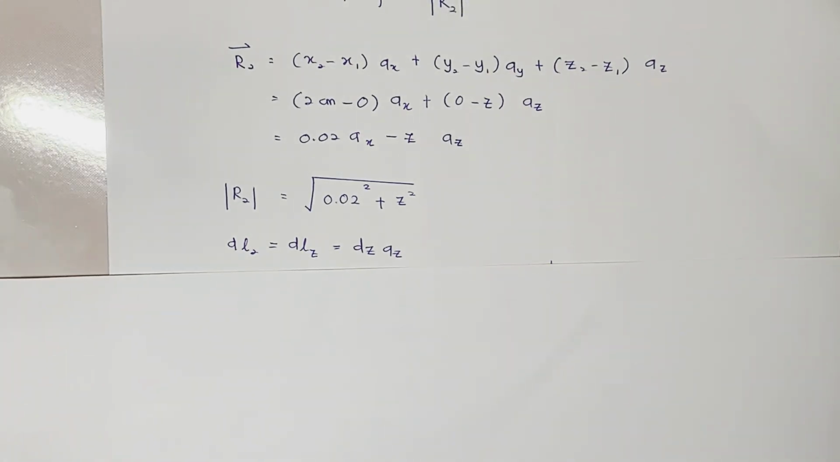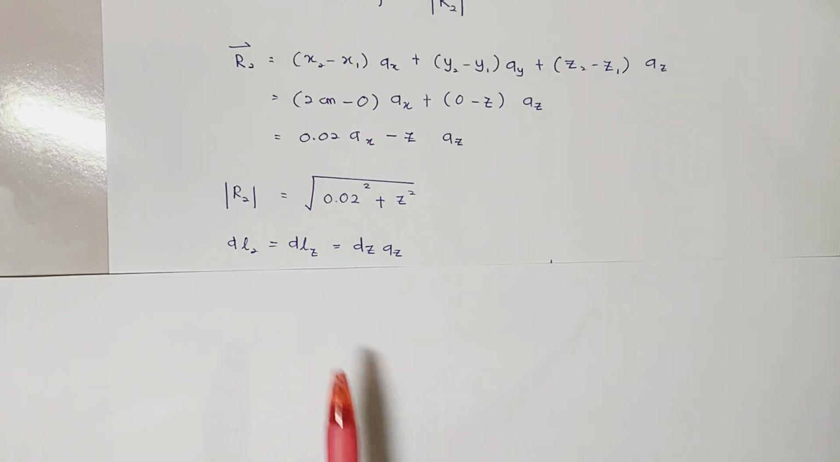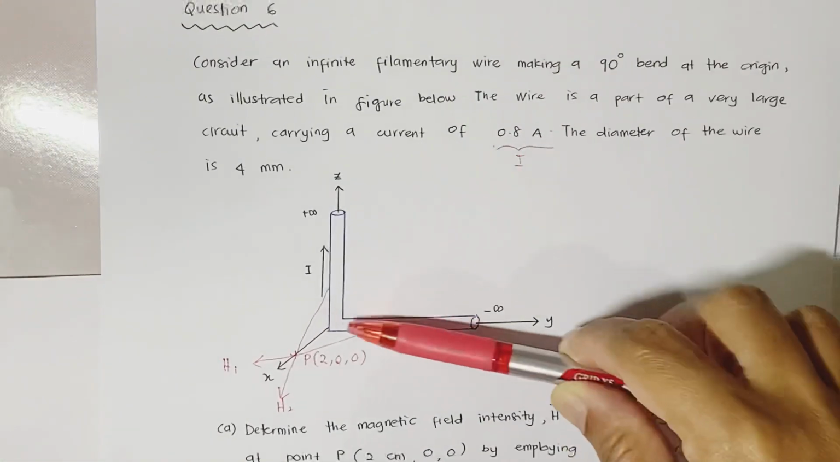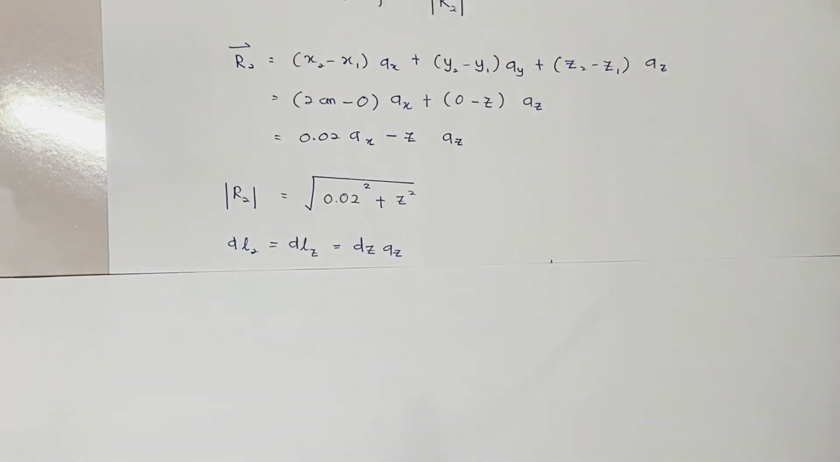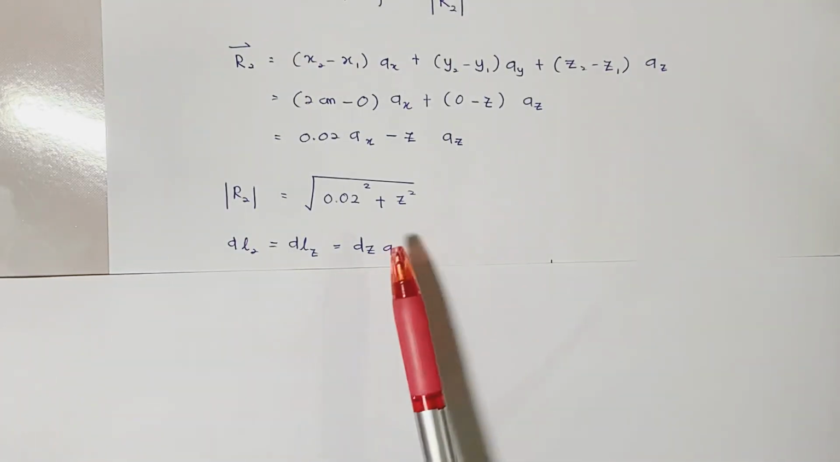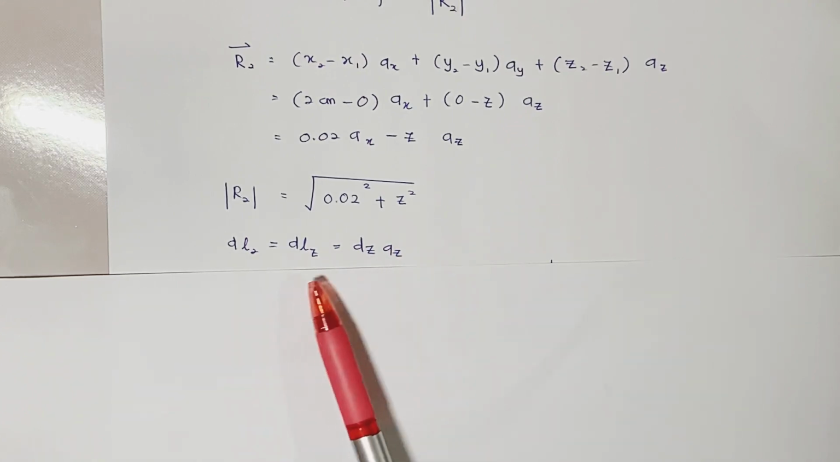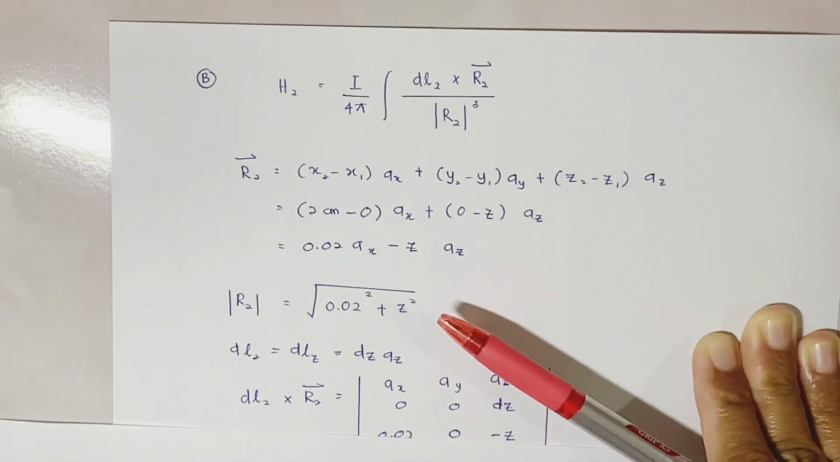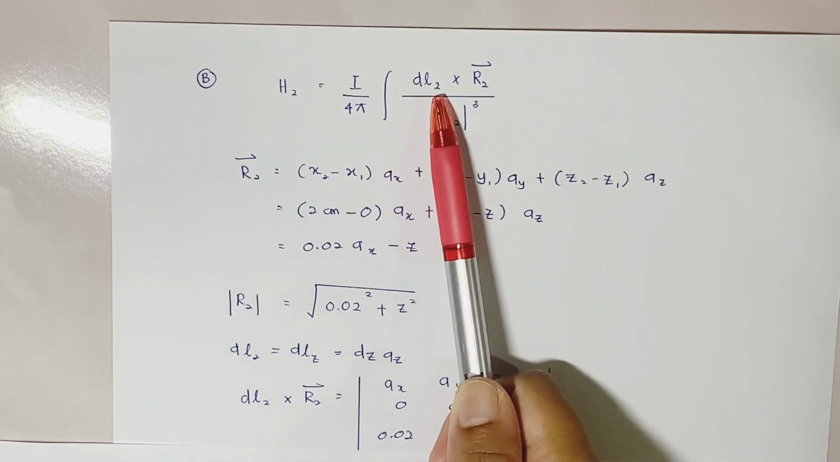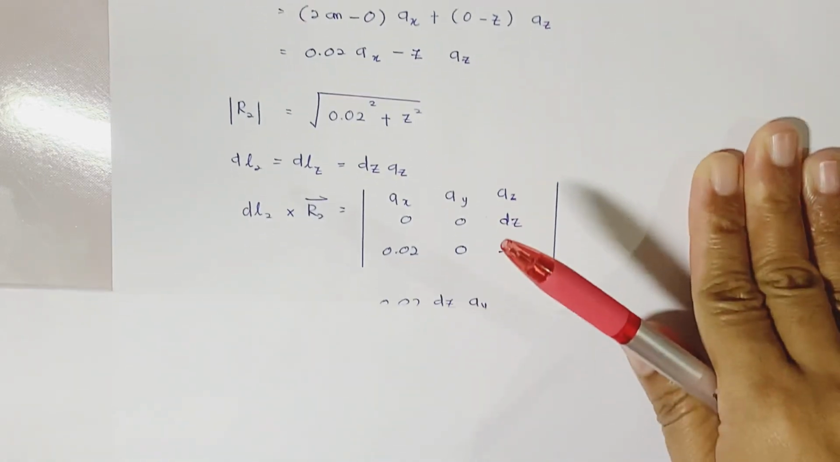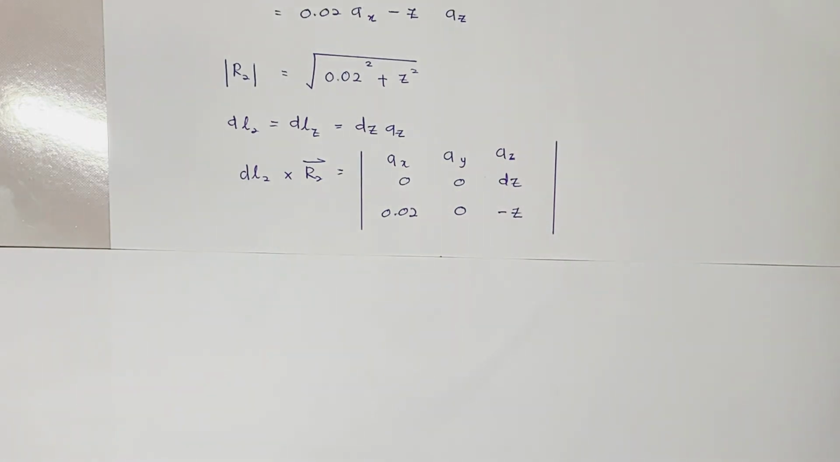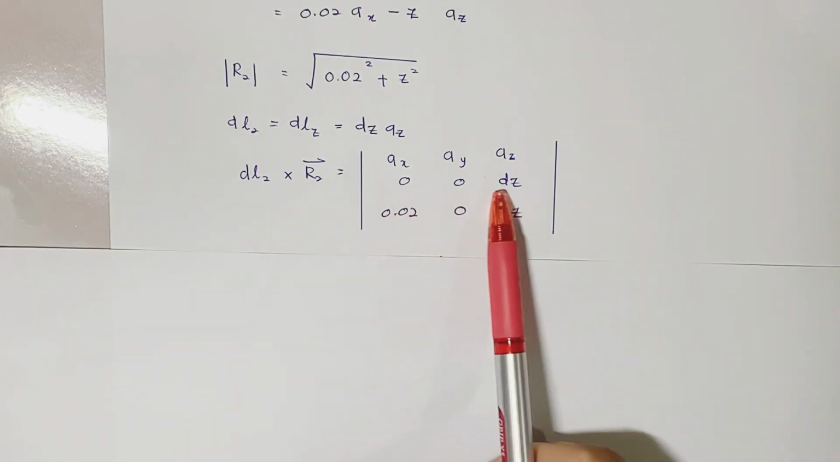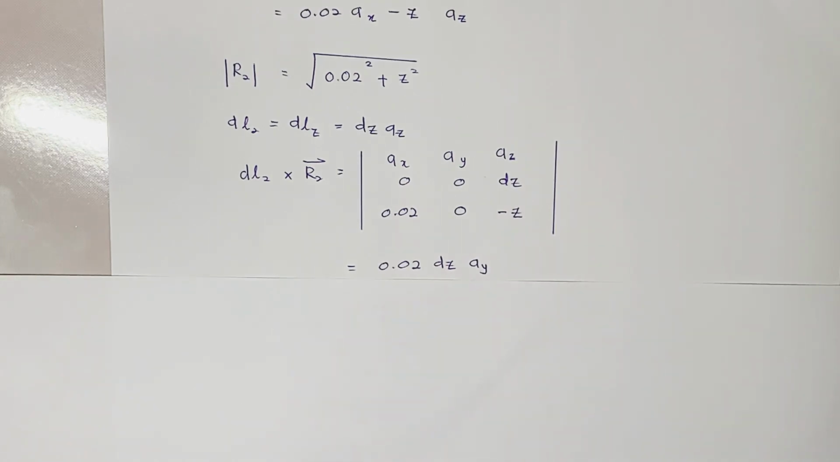Now we need to find dL2. dL2 is equal to dLz, since the cable follows the z direction. If we refer to the table in chapter 1, dLz is equal to dz az. Because the formula requires dL2 cross r2, solving dL2 cross r2 gives the answer 0.02 dz ay.